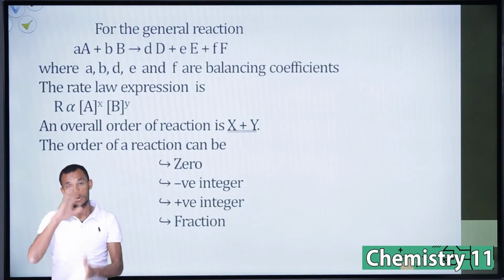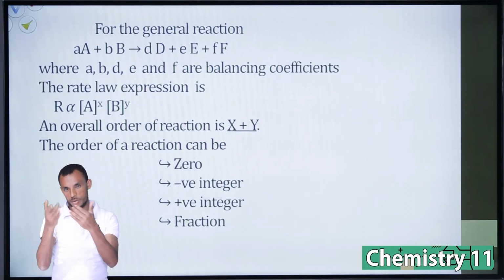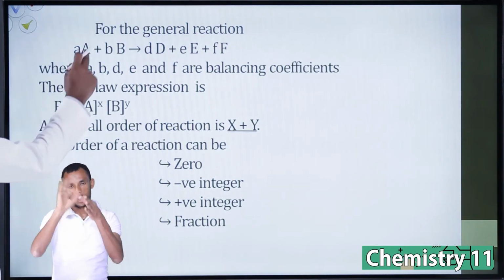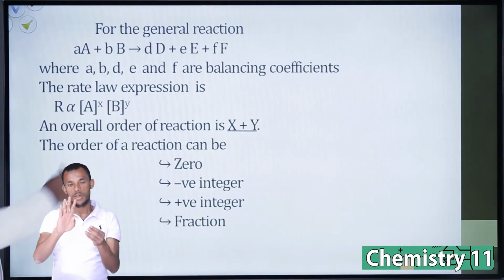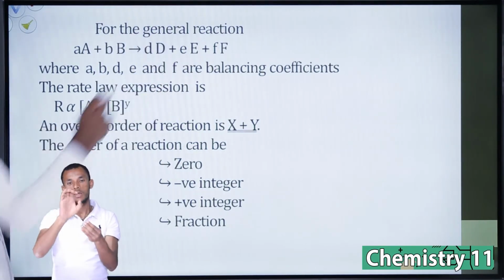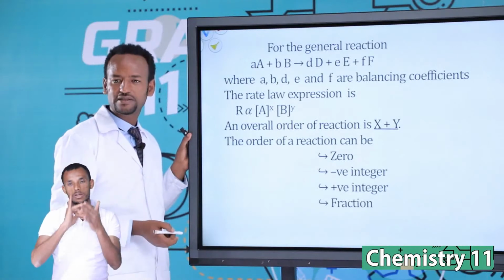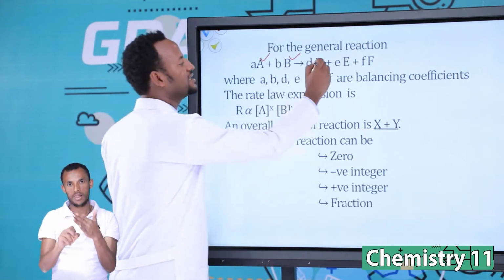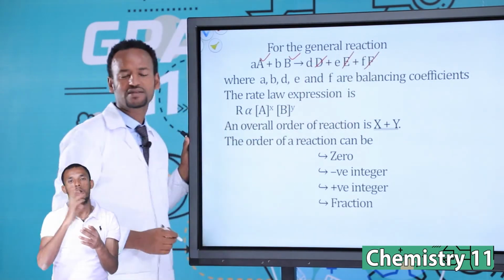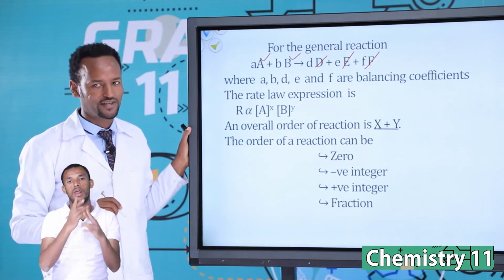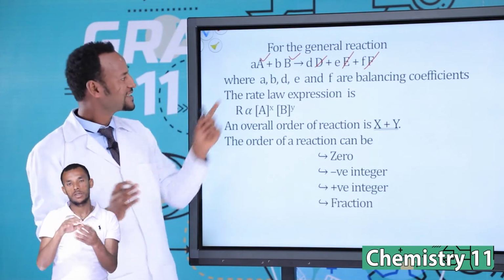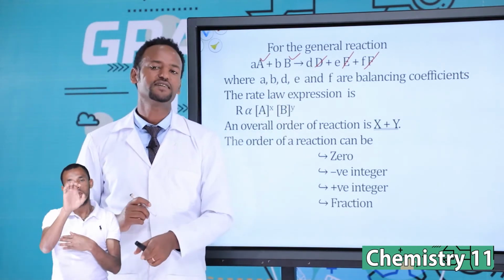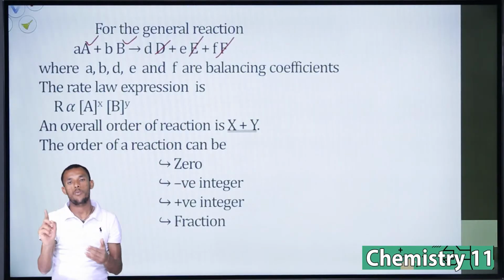The previous one was for a simple reaction. Look at this general reaction: aA plus bB gives dD plus eE plus fF. What are the reactants in this case? A and B are reactants. D, E, and F are products. Students, does the rate of chemical reaction depend on the reactants A and B, or the products D, E, and F? Which one is correct?